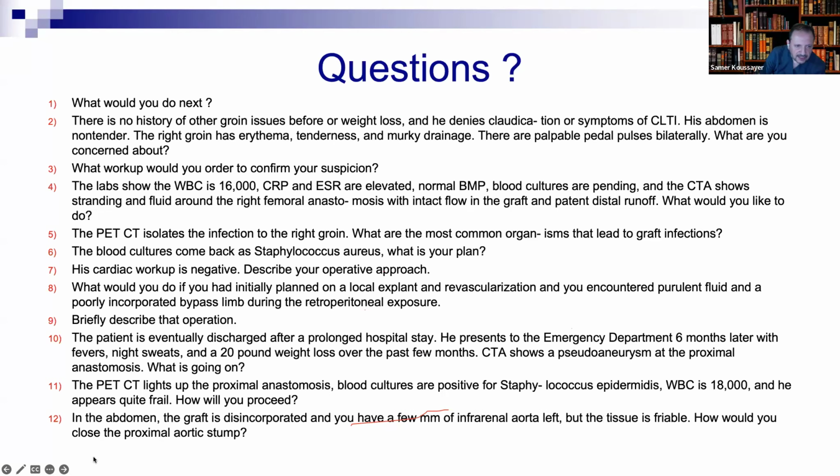All right. In the abdomen, the graft is not incorporated, and you have a few millimeters of infrarenal aorta left, but the tissue is friable. How would you close the proximal aortic stump? Sometimes they use the fascia from the prevertebral region or some muscle. You can cover it, and you can use a pledget suture, you know, with a pledget to fix it. It's very important that you don't end up with a blowout of the aortic stump.